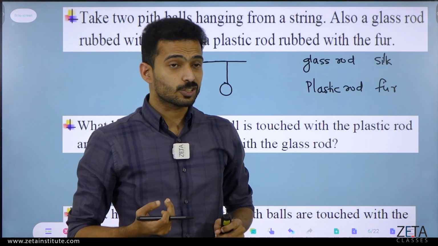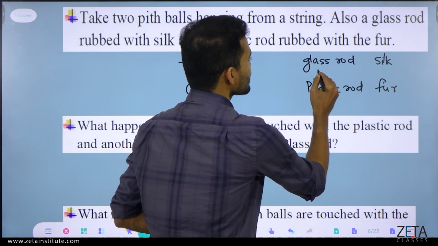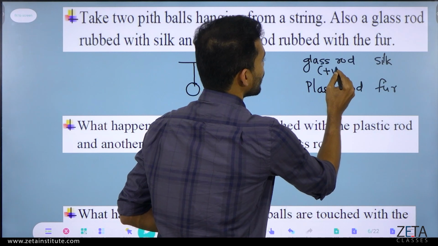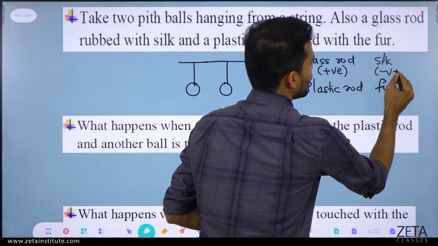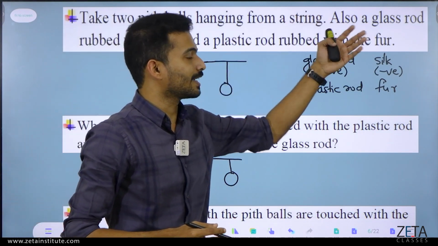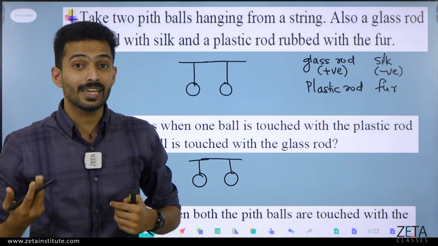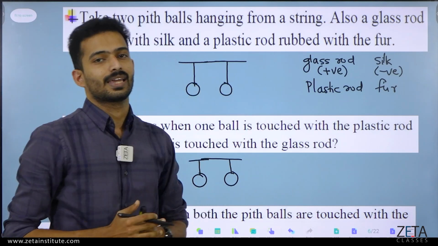silk gains electrons from the glass rod. Then the glass rod gets positive charge and the silk gets negative charge, because the silk gains electrons from the glass rod. That means the glass rod loses electrons.